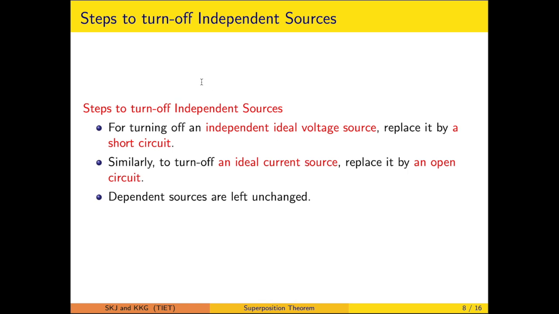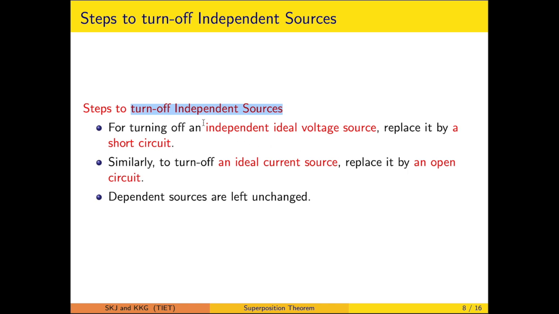To turn off the independent sources, there is a well-established procedure: to turn off an independent voltage source, replace it by a short circuit, and to turn off an ideal current source, replace it by an open circuit.